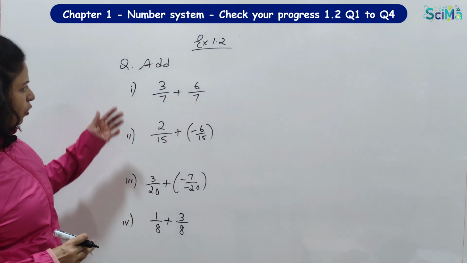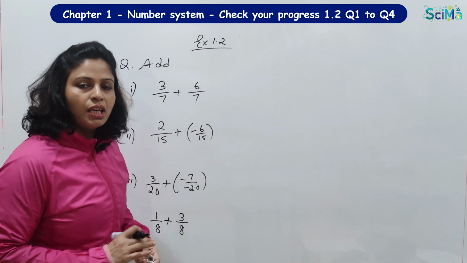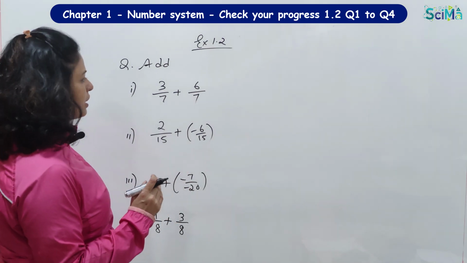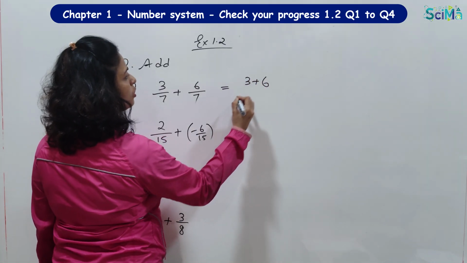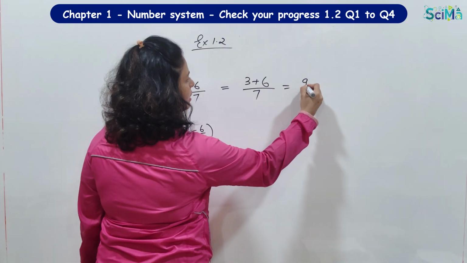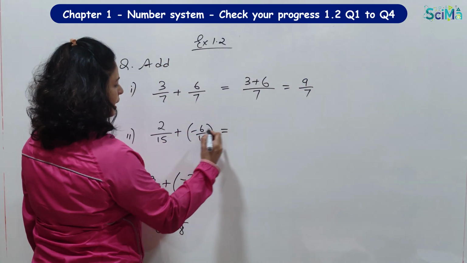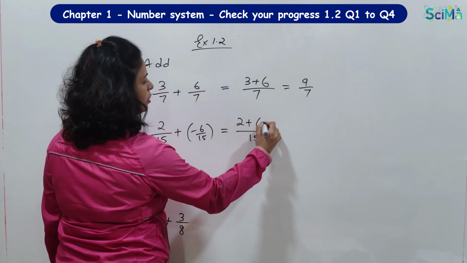If you see, one thing common in all the four parts of the first question is that the denominators are equal. I have told you how to add rational numbers with equal denominators. What do we do? We add the numerators and we write the denominator as it is. So here we get 9 by 7. The second one is also the same: write the denominator as it is and add up the numerators.